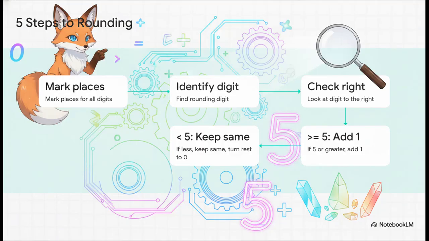And that raw animal instinct translates directly into 5 foolproof mechanical steps that you can use for any massive number. First, mark your places. Second, pinpoint the rounding digit. Third, look at its immediate right-hand neighbor. Fourth, if that neighbor is 5 or greater, you add 1 to your rounding digit. And fifth, if it's less than 5, you keep it exactly the same. After that, everything to the right just zeroes out. It's an elegant, highly logical system.